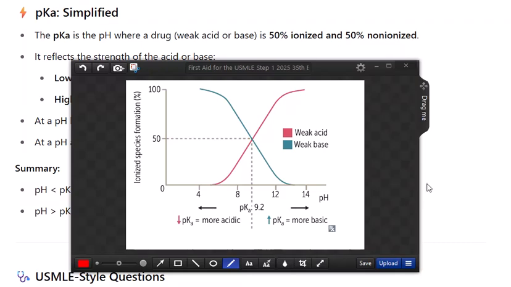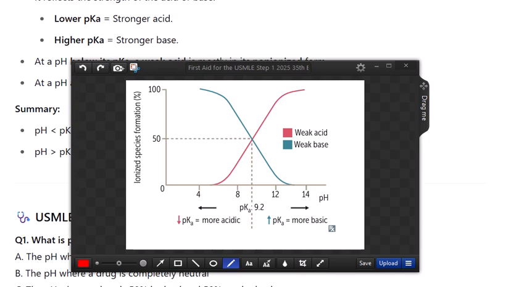pKa simplified. The pKa is the pH where a drug, weak acid, or base is 50% ionized and 50% non-ionized. It reflects the strength of the acid or base. Lower pKa equals stronger acid. Higher pKa equals stronger base.